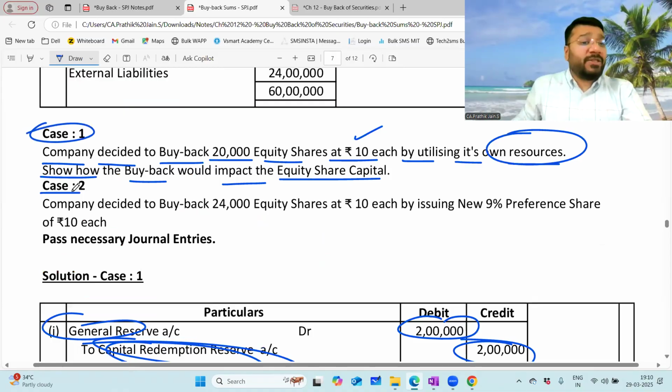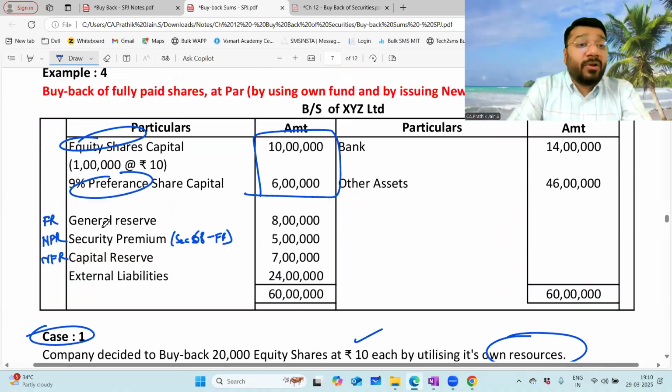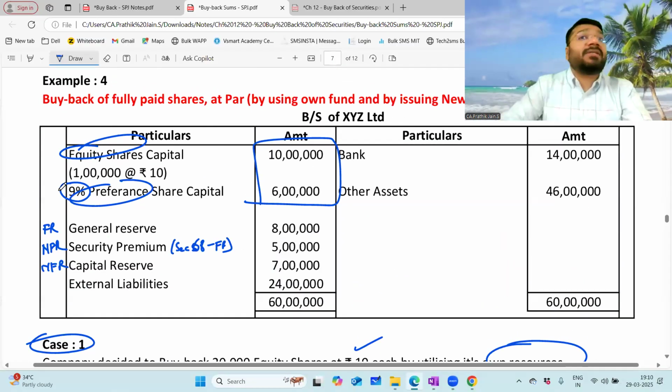Instead of case 1, case 2. Instead of using own funds, now the company decided to buy back 24,000 equity shares at rupees 10. Buyback price is 10, by issuing new 9% preference shares of 10 each. The preference share of the same class is being issued now.